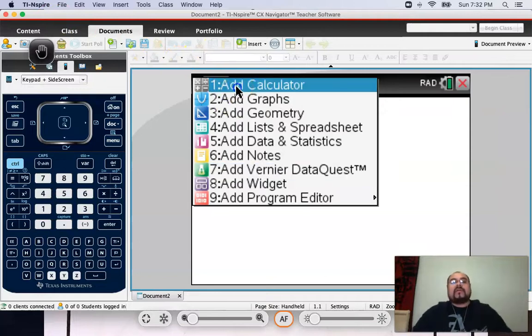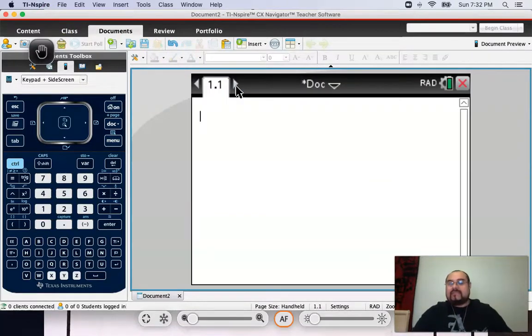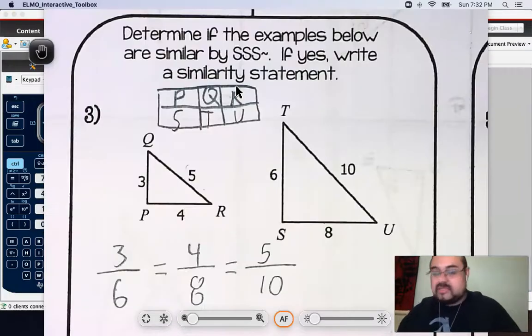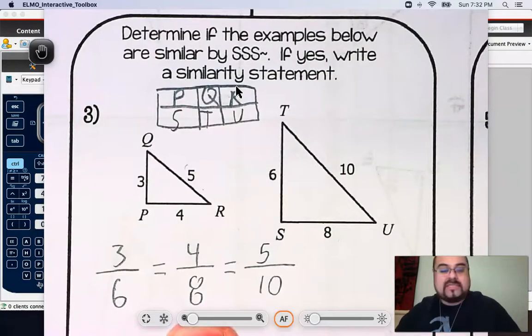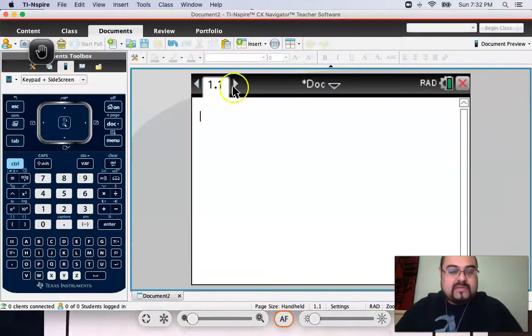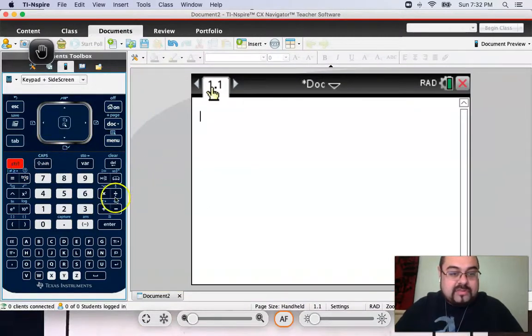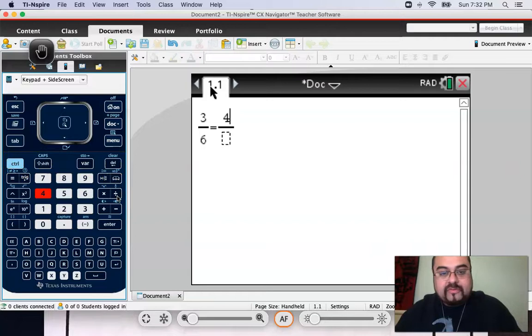And I'm going to go to Add Calculator. And I'm simply just going to put in my first fraction. Okay, my first two fractions, which was 3 over 6 is equal to 4 over 8. So I'm going to go Control division sign. 3 over 6 is equal to 4 over 8. Oops. Control division 4 over 8.